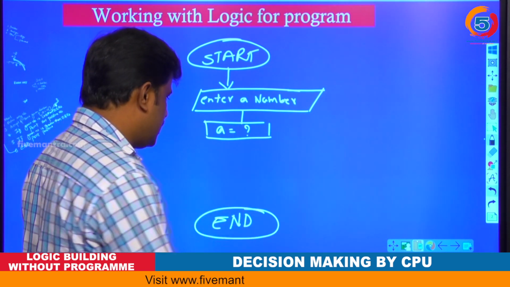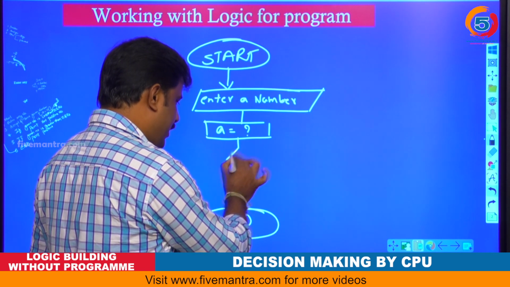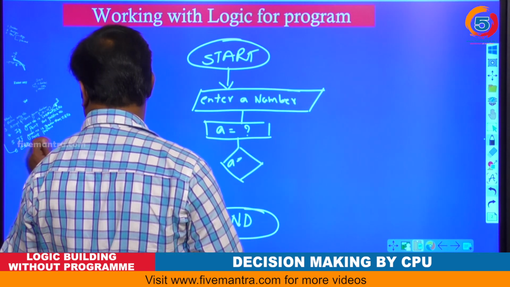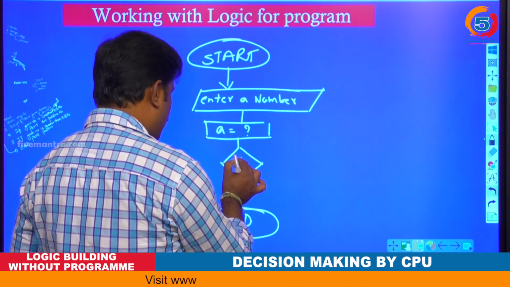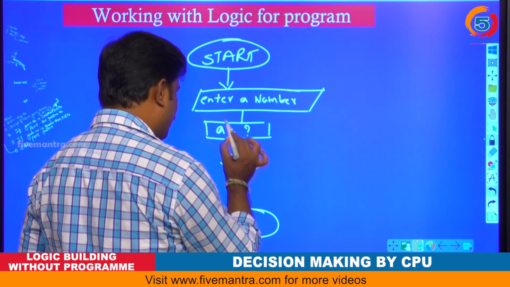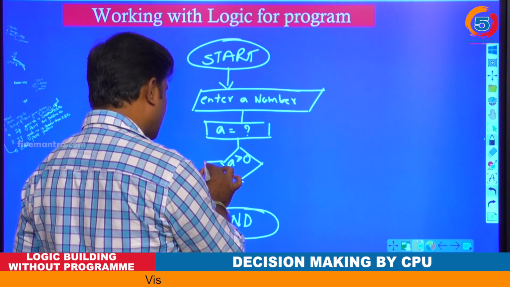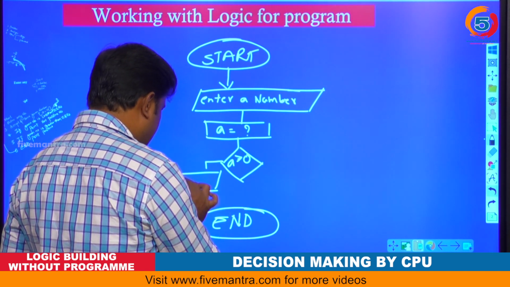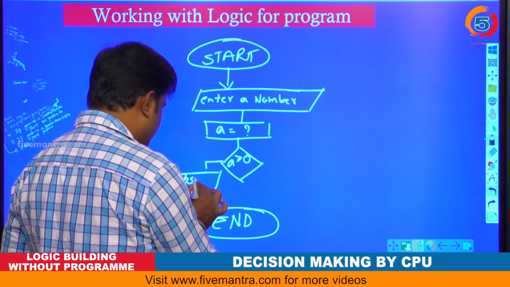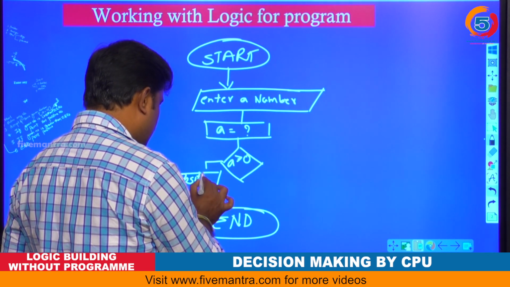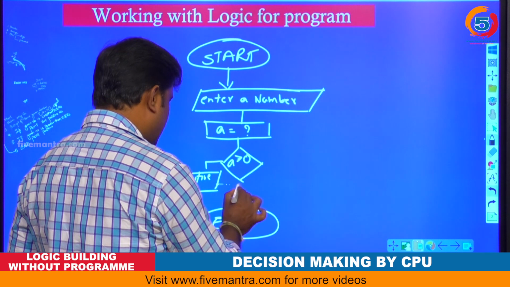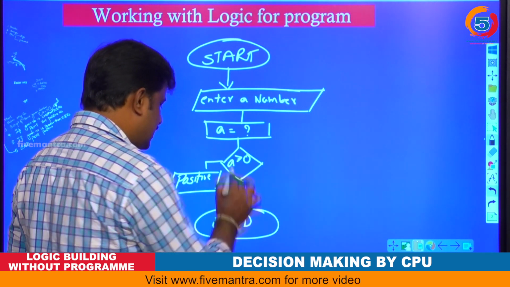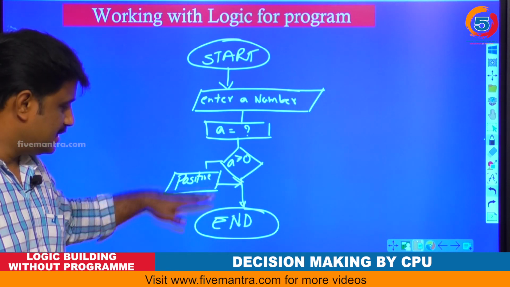Once we have a equal to something, I'll check. When you want to check, you will use this symbol. Is the given number positive or not? Only one question: a is greater than 0, then print. The print symbol is also the same thing. Positive, then over. This is one thing.